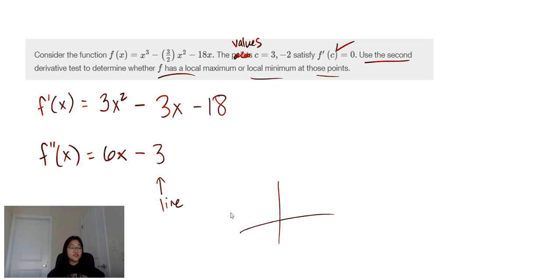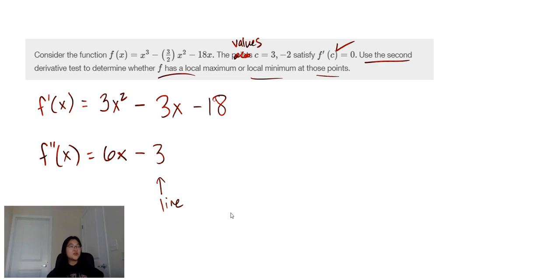So the second derivative is going to look something like this. The first derivative is a parabola, so the first derivative is going to look something like this. Maybe. But that makes sense, right? That we have a cubic function whose first derivative is a quadratic function and whose second derivative is a linear function. Okay, let's erase that.